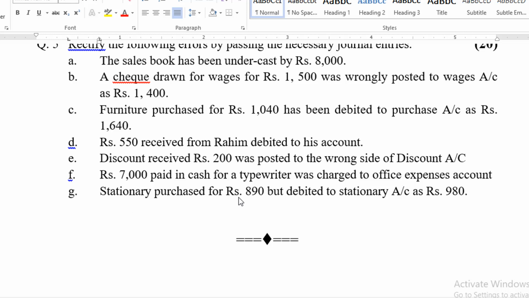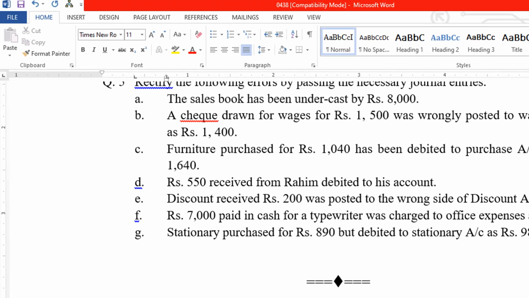Stationery purchase for rupees 890 but debited to stationery account as rupees 980. The account is debited correctly, but with a higher amount, because our stationery account has been increased by the amount of rupees 90, so we have to credit or reduce this account. So again in this transaction a single account error is involved. Let's move to the solution.